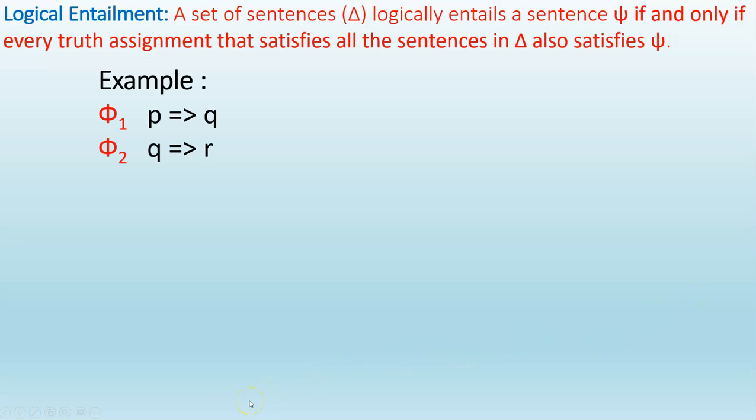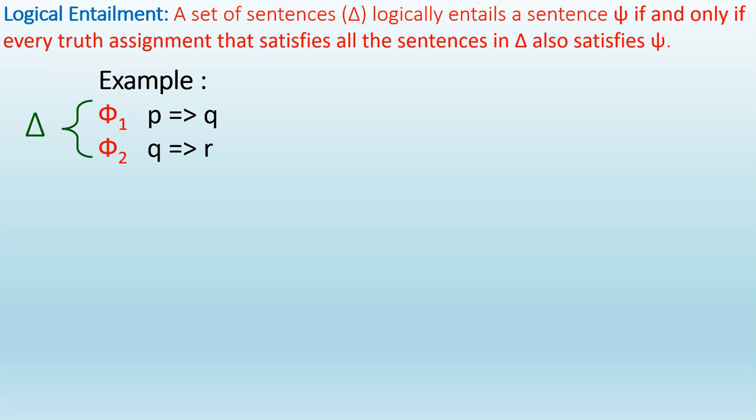Let's take two logic sentences, phi 1, which is P implies Q, an implication, and phi 2, which is Q implies R, another implication. I'm going to define the set of those two sentences as delta. Again, I'm using the terminology from the book, and sometimes students get a little bit lost with the terminology, so I'm trying to incorporate it here as much as I can consistently.